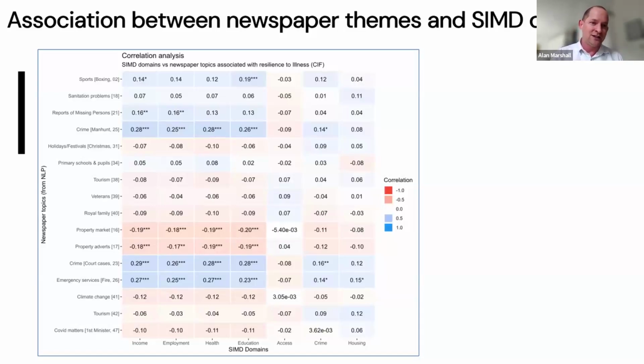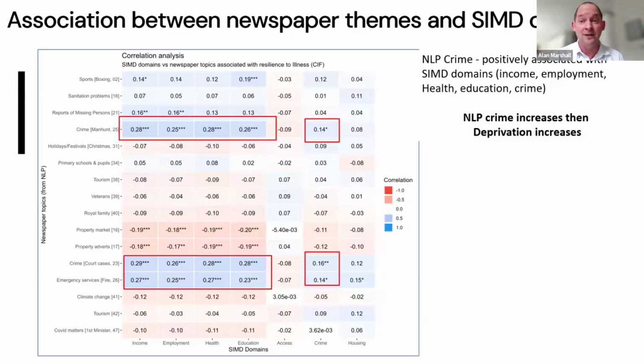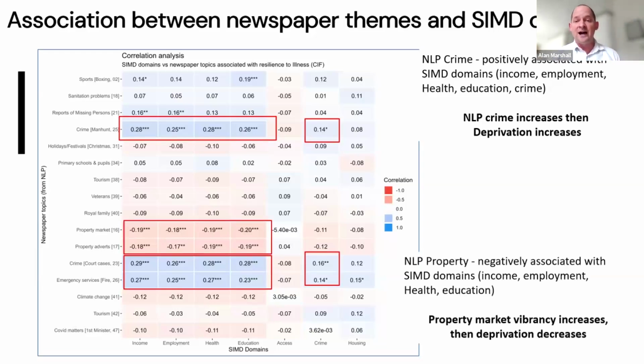On the vertical part of this chart, you can see some of the themes that we extracted from the local newspapers. And I guess the key point to say here is that the associations we found between newspaper themes and the Scottish Index of Multiple Deprivation were largely quite plausible. So, for example, we found that our indicators of crime were positively associated with domains of the Scottish Index of Multiple Deprivation. So where our newspaper themes on crime increased in a place, then deprivation tended to increase. And then if we look at property adverts, we found that as property adverts in a particular place increased, then the level of deprivation decreased. So I think we'd expect to see the association in that direction. So it gave us some confidence that our newspaper themes were capturing things in the ways we might expect.